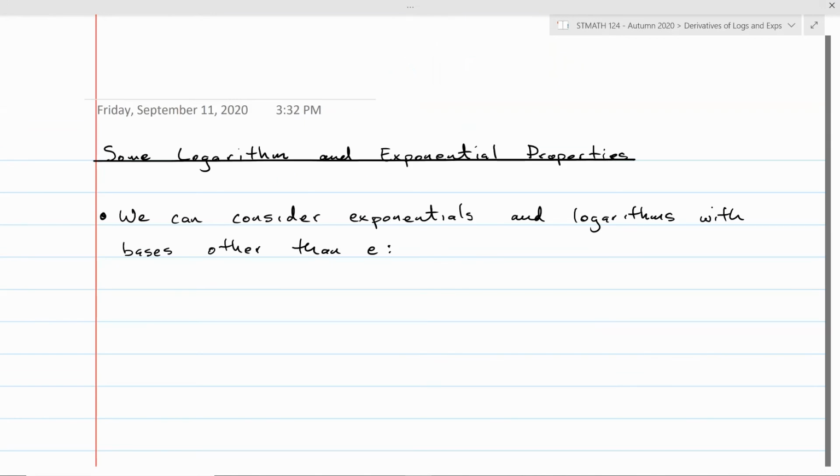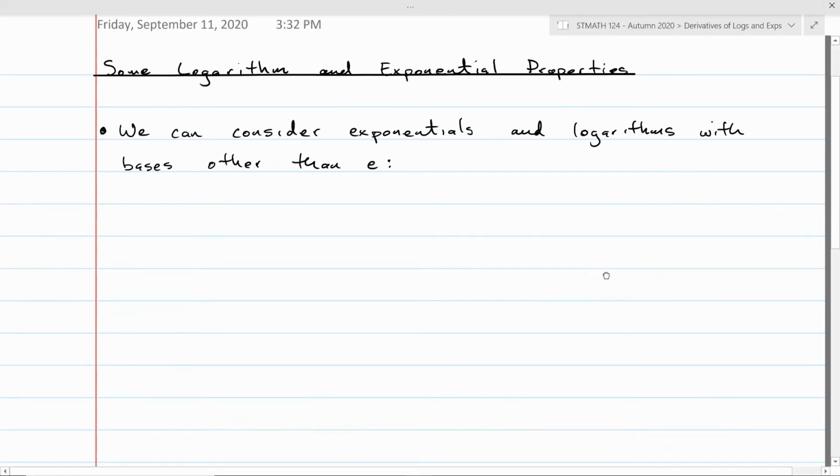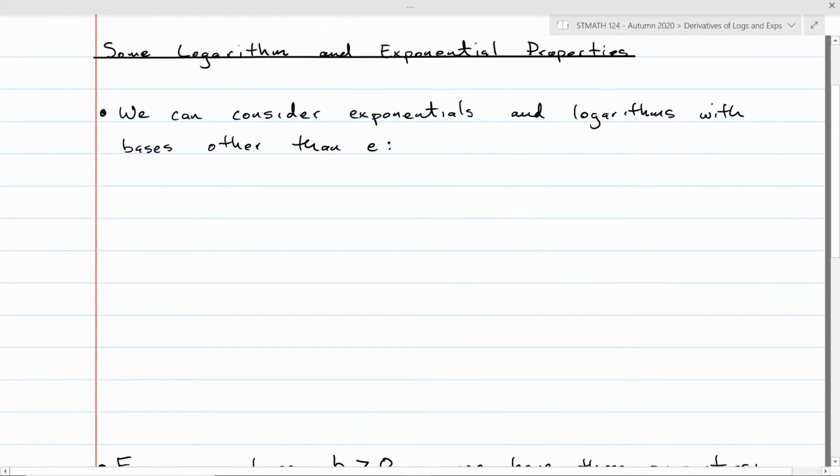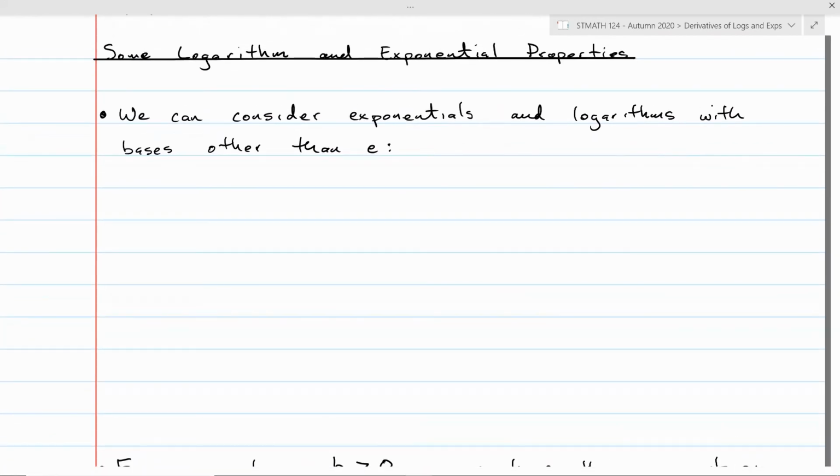As we move toward doing derivatives of more general logarithms and exponentials, we're going to have to recall some properties of logarithms and exponential functions. So first thing, I just want to point out that you can have exponentials and logarithms with bases other than e. So for example, consider 2 to the x. Well, that's an exponential function with a base of 2.